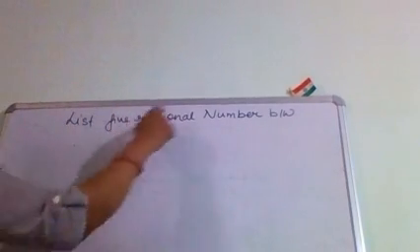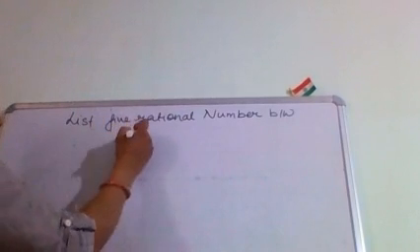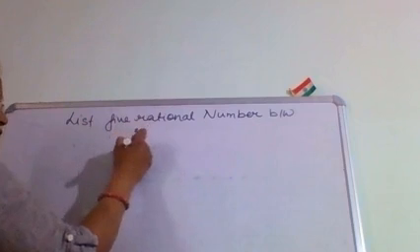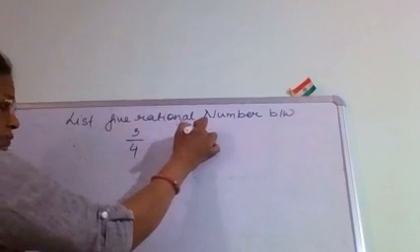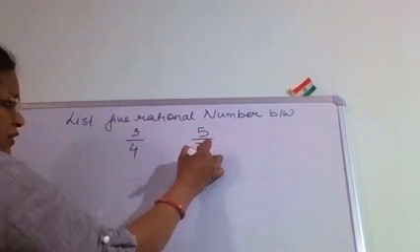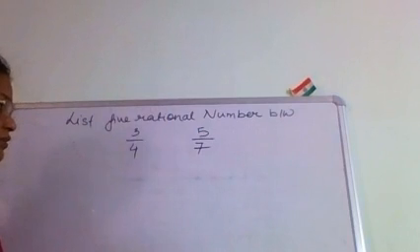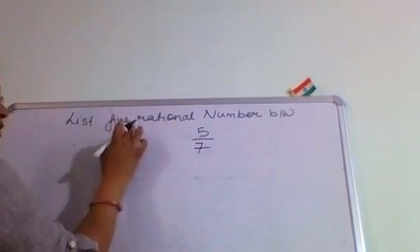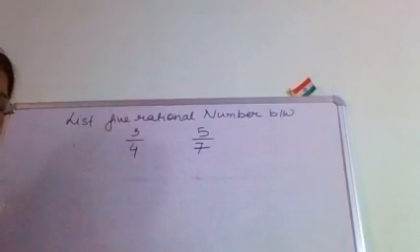List 5 rational numbers between. I can take two numbers, say 3/4, and the bigger number I can take 5/7. Right? So this is the smaller number, 5/7, and 3/4. How will you compare which one is smaller and which one is greater?